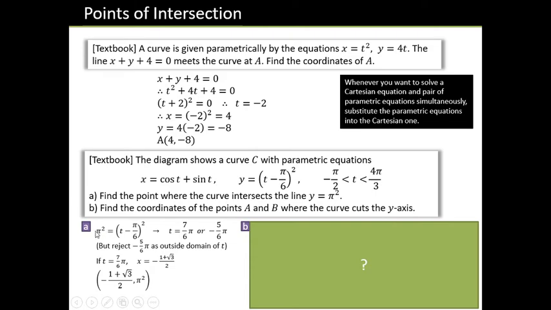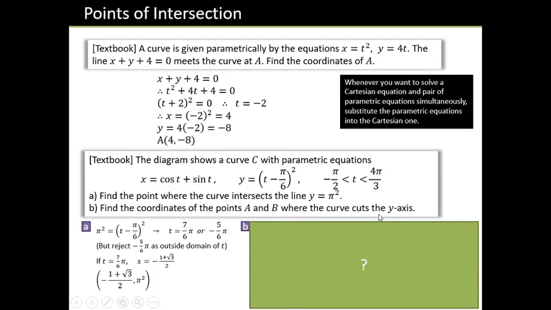So solving pi squared is equal to (t minus pi over 6) all squared, we get our two values that t could take. However, one of those is outside the domain we were told for t. And substituting that into our x, we find the x coordinate and the y coordinate where this curve intersects that line. Find the coordinates of the points A and B where the curve cuts the y-axis.